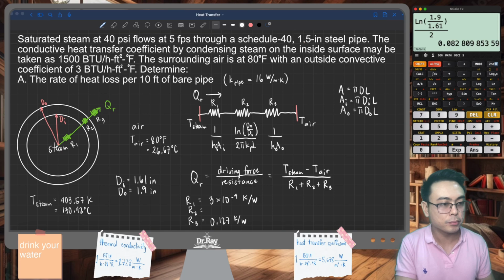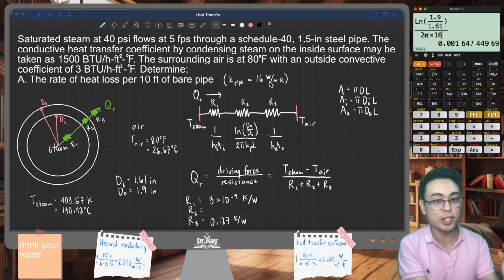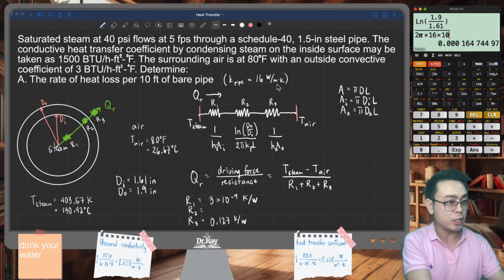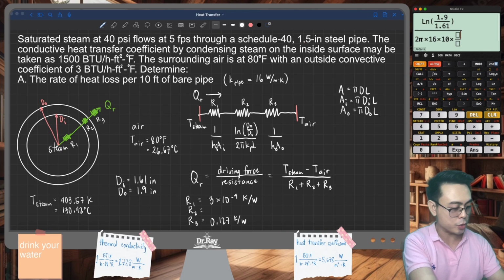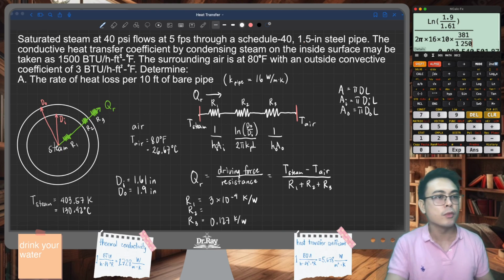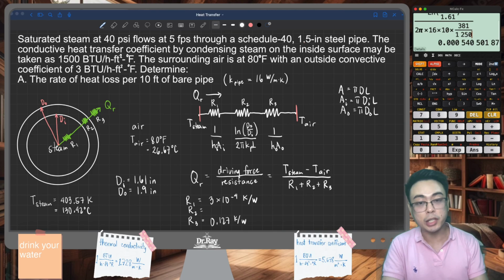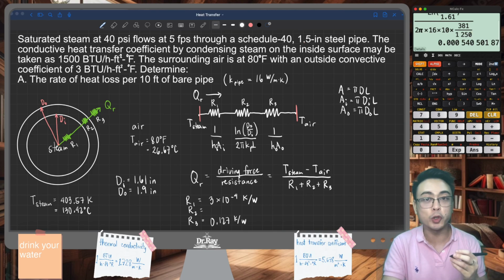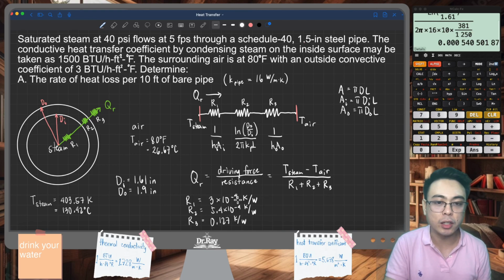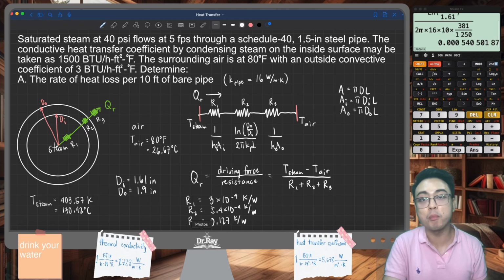That is 2 times pi times the thermal conductivity of the pipe. It's already in SI units, right? It's 16 watts per meter per Kelvin, times the length of the pipe. 10 feet, again, do not forget to convert to meters. This is my conductive resistance for the pipe. 5.4 times 10 to the minus 4 Kelvin per watts.